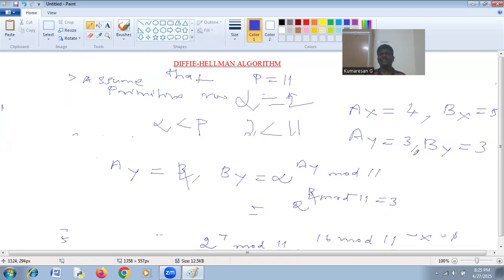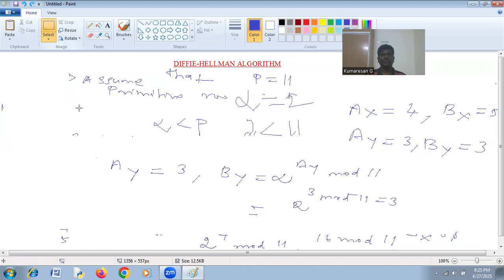Okay, so like that we will get the sender side and receiver side private key and public key. Private key is 3, so 2 power 3, 8 mod 11. So 8 mod 11 is 3, which is the public key of the receiver side. So now we know the sender side private key and public key, and the receiver side private key and public key.